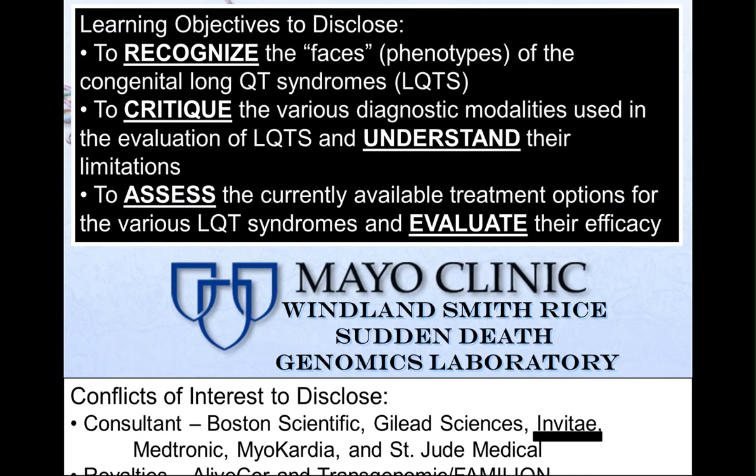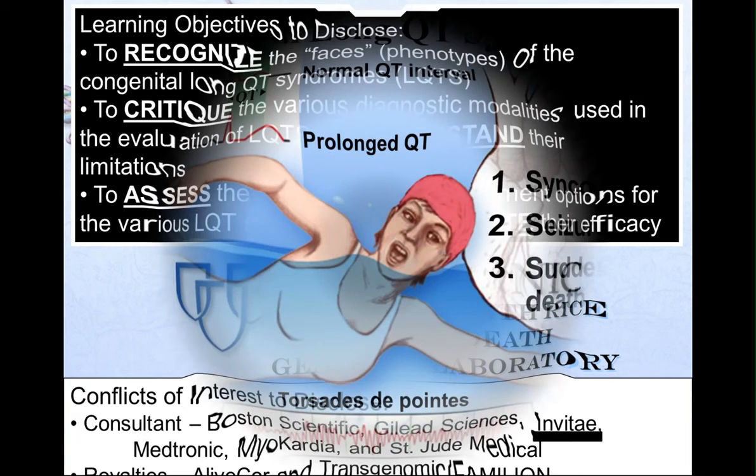Over the next 30 minutes of my monologue, we're going to cover three things. We're going to look into the phenotypes of long QT syndrome from a diagnostic and a therapeutic perspective. We'll consider and critique some of the various diagnostic modalities and try to understand their limitations. And then we'll turn the page and assess what are the currently available treatment options that we utilize as we personalize the therapy of our long QT patients and their families. And truly, this is an area where we get to practice true individualized medicine. But I'd like us to also look at what is the efficacy of these various treatment modalities.